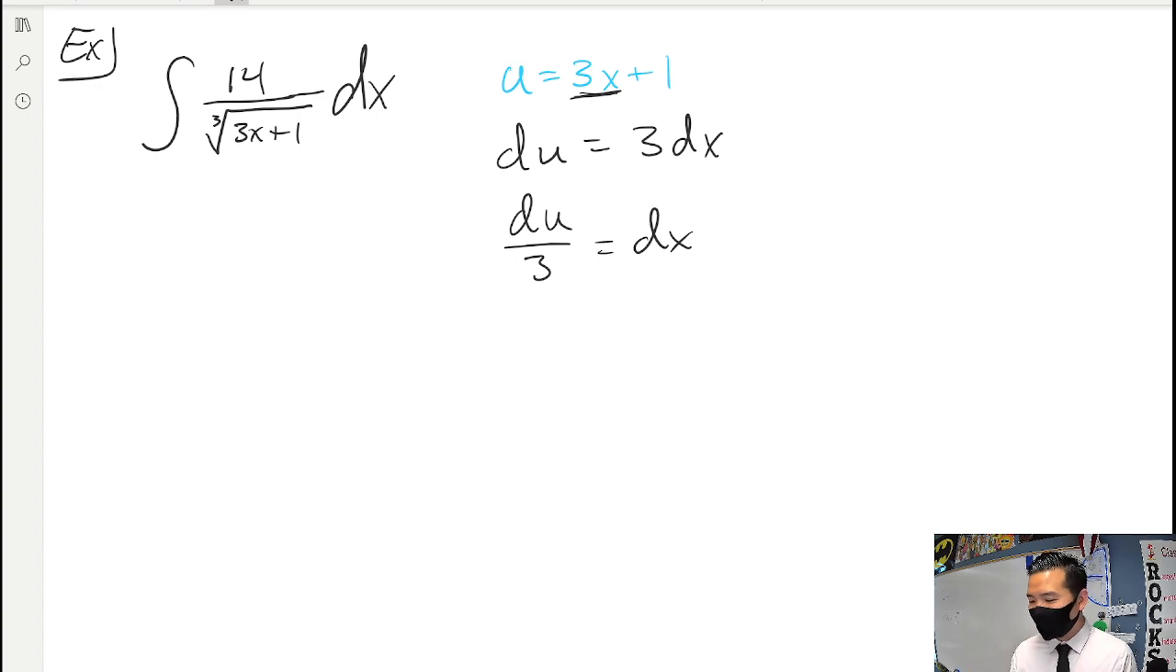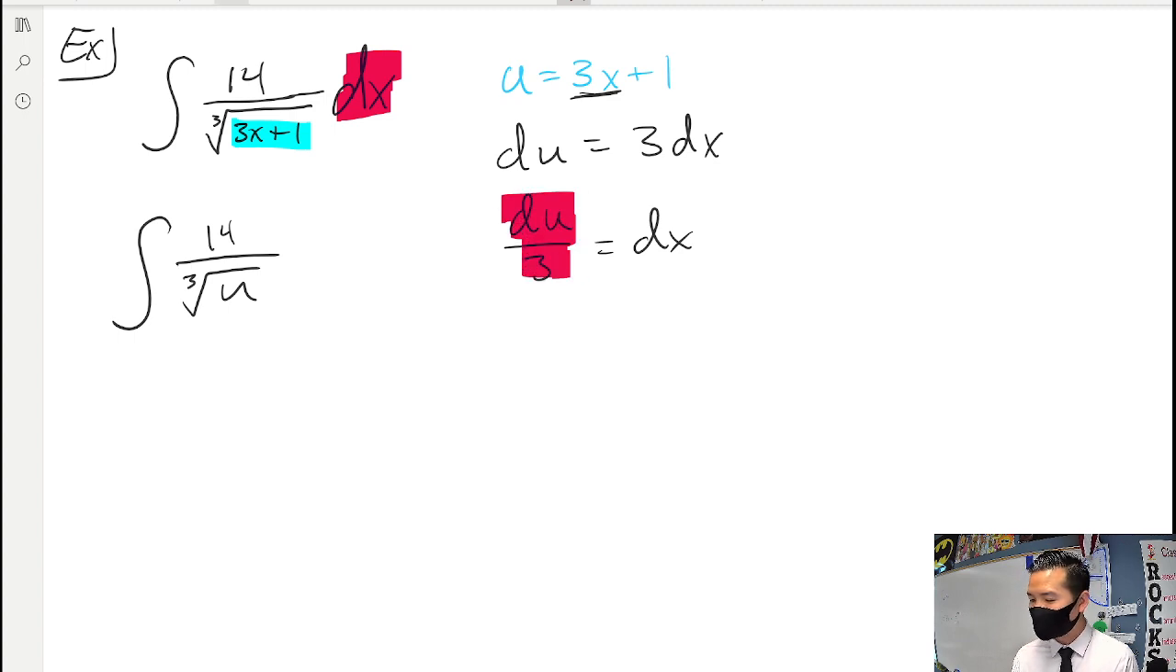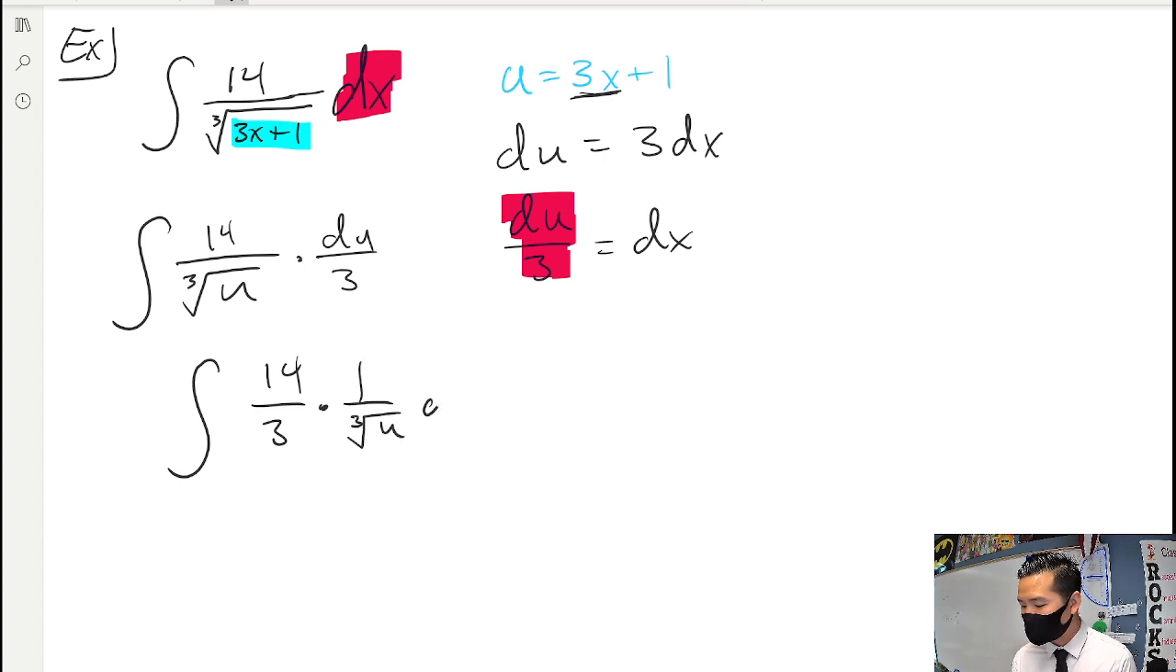Focus back up here. Some of you guys are pretty close, but okay, let's do the substitution here. We know that u is equal to that, so I'm going to replace that with the letter u. So I have here 14 over the cube root of u, and then instead of dx, I'm going to replace it with du over 3. Don't limit yourself on these fractions. Maybe you should see it this way instead. Write this as 14 over 3 times 1 over the cube root of u, du.